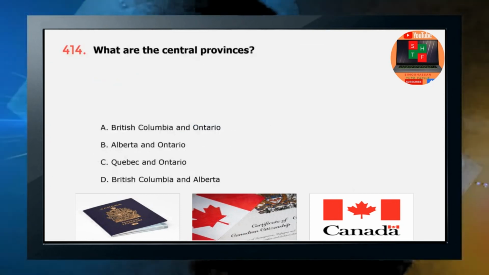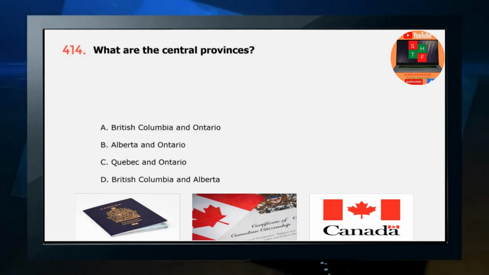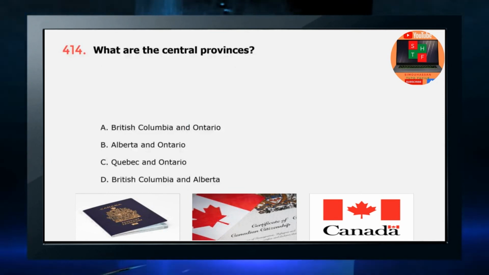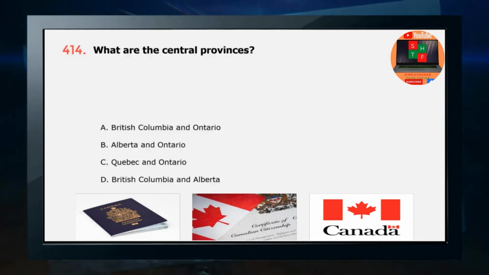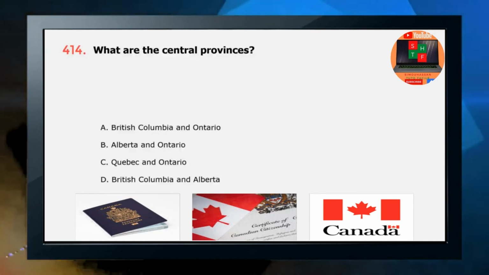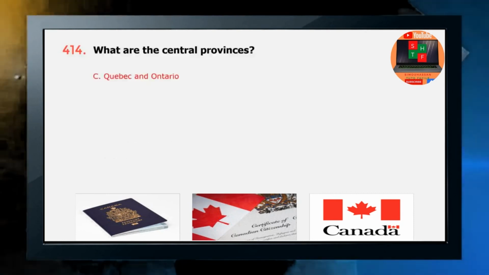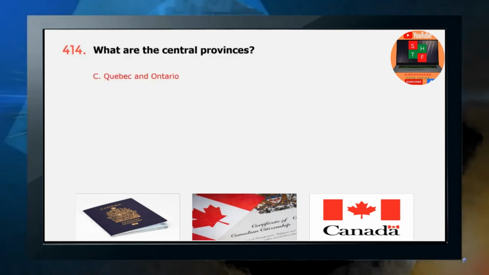Question 414. What are the central provinces? A. British Columbia and Ontario. B. Alberta and Ontario. C. Quebec and Ontario. D. British Columbia and Alberta. The answer is C. Quebec and Ontario.